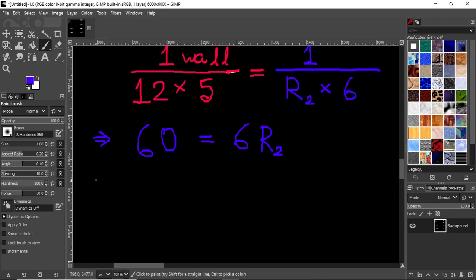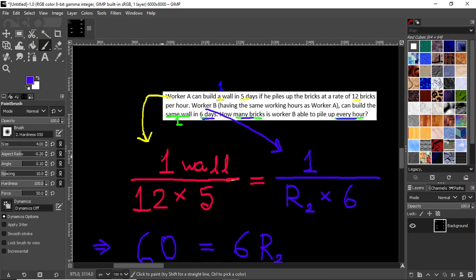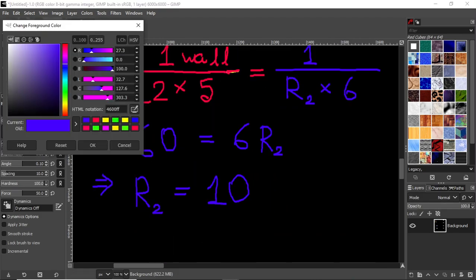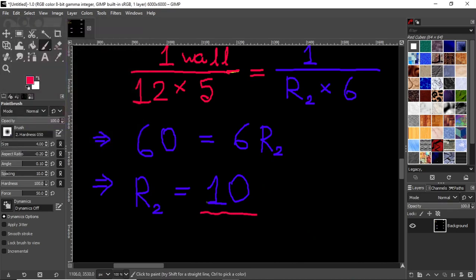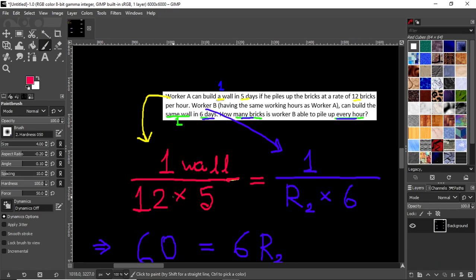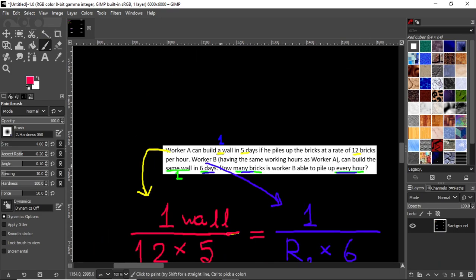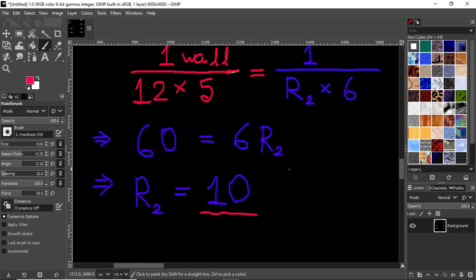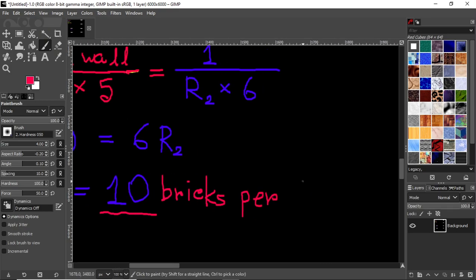And that gives us R2 equals 10. Now we need to be a bit careful at the end. We want to put this number into context. Just the number 10 doesn't really make any sense. So as I said, if we use this formula, the units of the quantities on both sides are going to be the same. The first rate was in bricks per hour, so this one is going to have the same units. So worker B has a working rate of 10 bricks per hour. All right, so that's this problem solved.